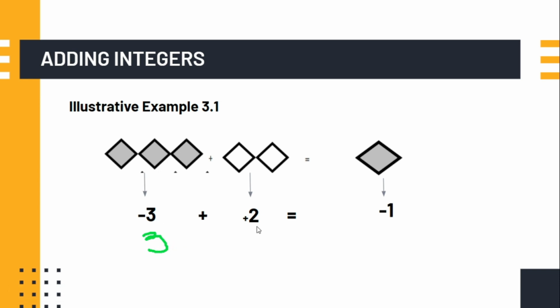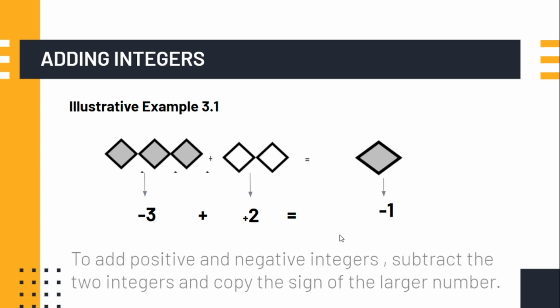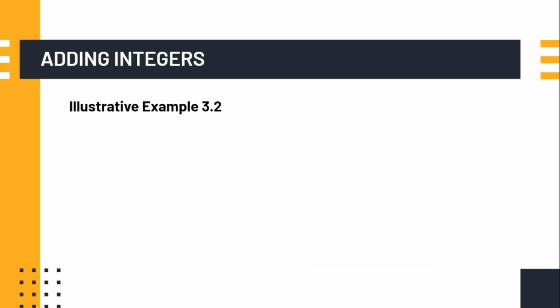Correct? And the absolute value of positive 2 is 2. Sabi, isubtract daw 3 minus 2, that's 1. Anong ifa-follow natin na rule? Yung negative. Kasi mas malaki si 3. Okay? So, ganun lang kadali. So, to add positive and negative integers daw, just subtract the two integers again and then copy the sign of the larger absolute value.